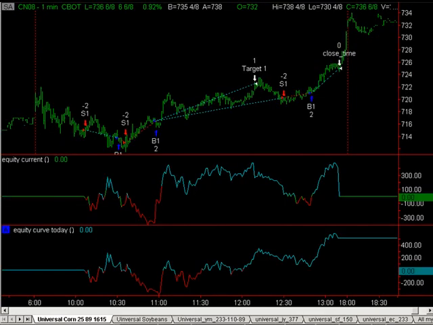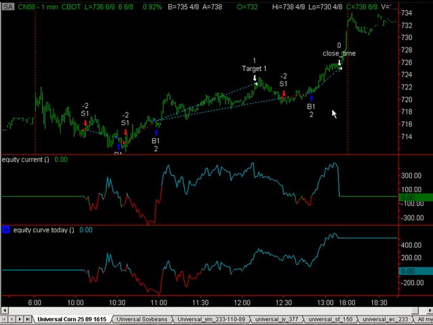The system can be applied to any market, any time frame. In this instance we're looking at a 1-minute chart of the July corn. Here's your sell signal, here's a buy signal, another sell, stopped out for a loss. Here's a reversal long, caught a target here, reverse short here, reverse back long, and close out at the end of the day.